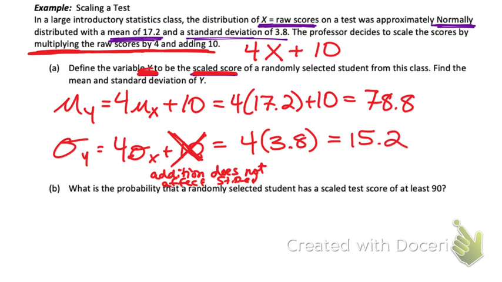Well, ladies and gentlemen, we now have the mean and the standard deviation of the scaled test score. And now what we need to do is find the probability that a randomly selected student has a scaled test score of at least 90.